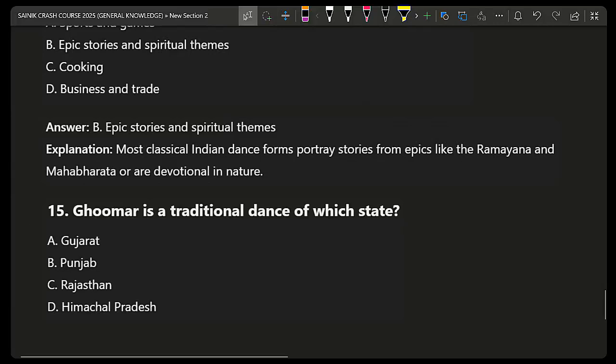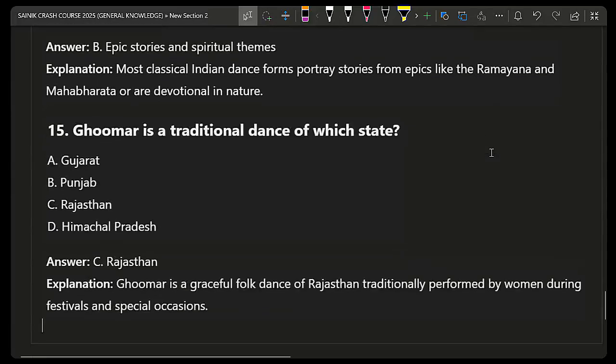Time up. Yes, the majority of the students remembered this, but still five students gave the wrong answer. Seven students said it is Rajasthan. Correct answer. Ghumar is a graceful folk dance of Rajasthan traditionally performed by women during festivals and special occasions. Next question.